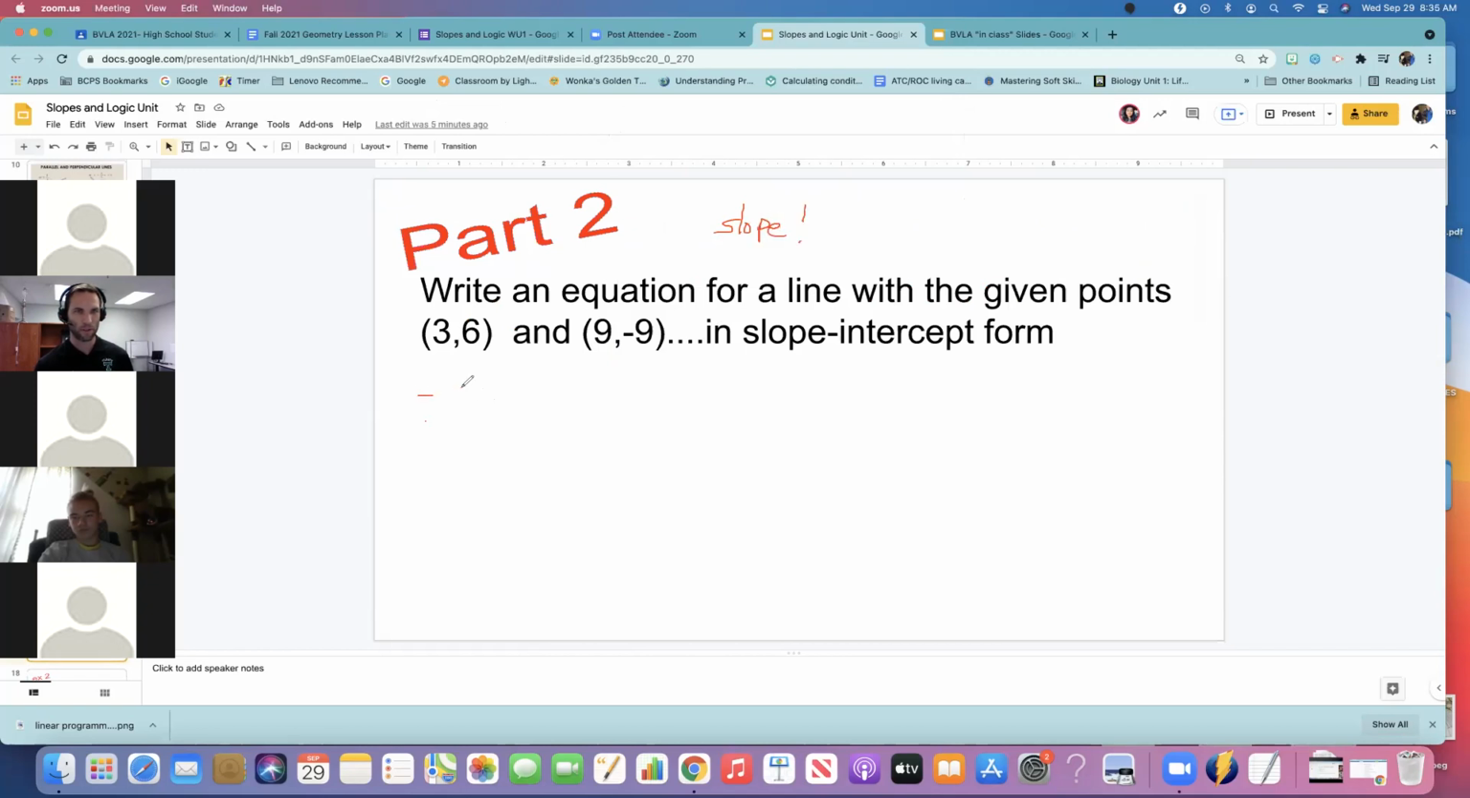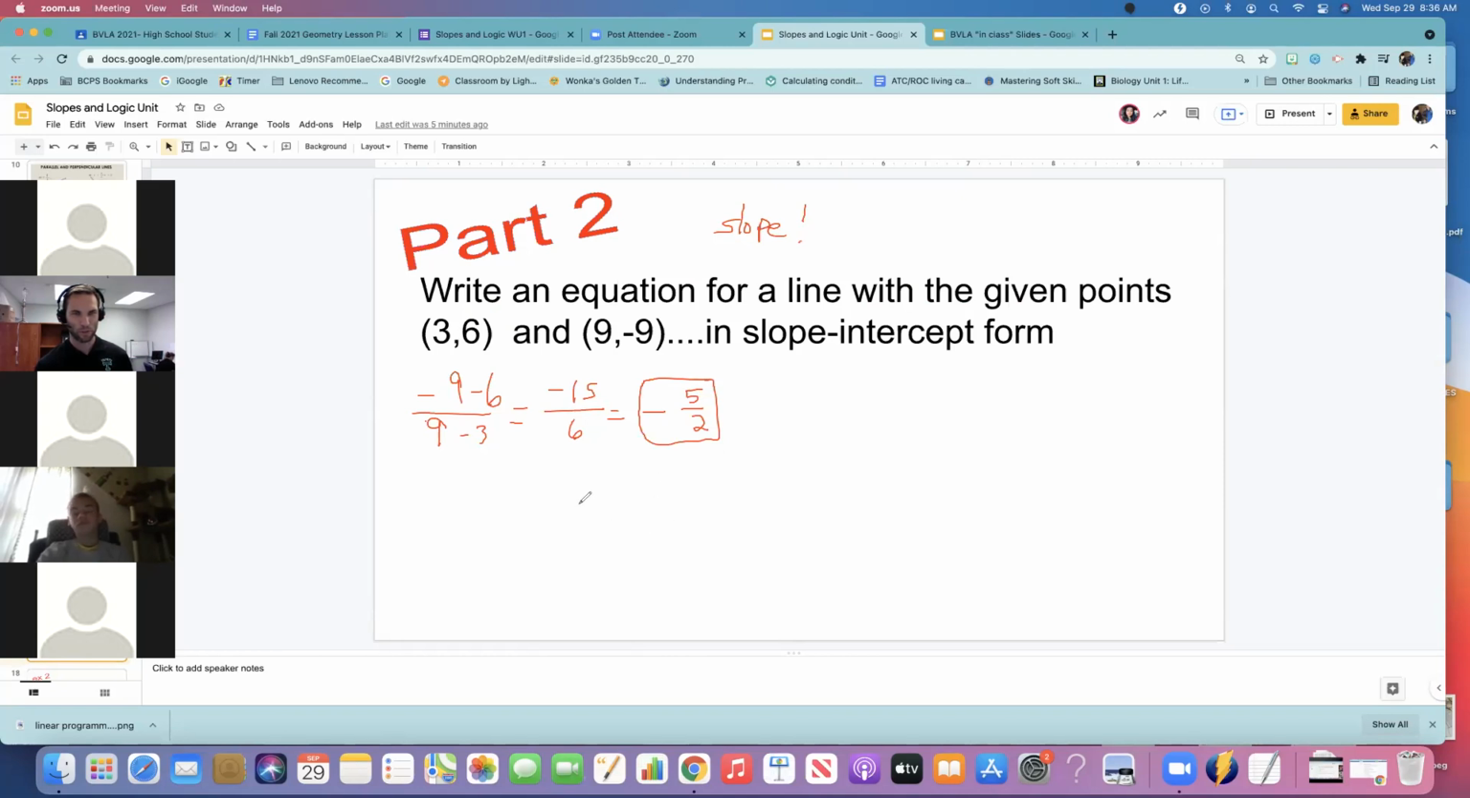Okay, so -9 minus 6 over 9 minus 3. -9 minus 6 is -15. 9 minus 3 is 6. This is going to reduce to -5 over 2. Right? There's 5 3s here and there's 2 3s here. So here's our slope. And we're going to plug it in, okay?